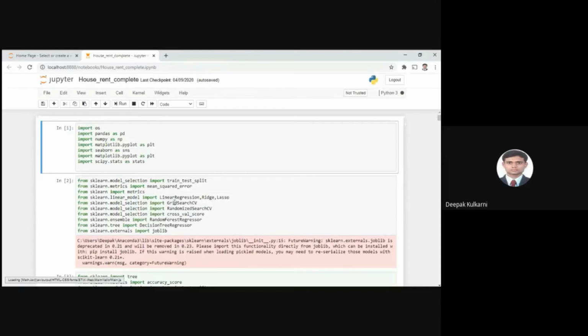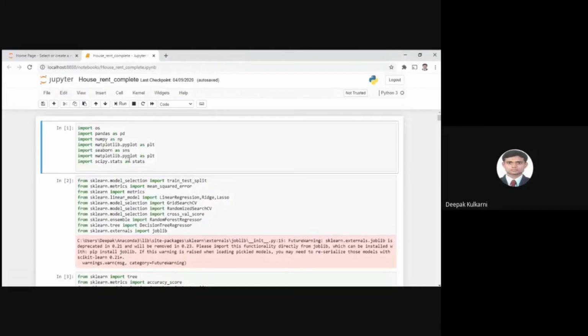The first point is that we need to import all the necessary libraries. So it is import os, pandas, everything. Matplotlib is used for plotting the graphs, and also the Seaborn library. All of these are libraries that are required for different models.